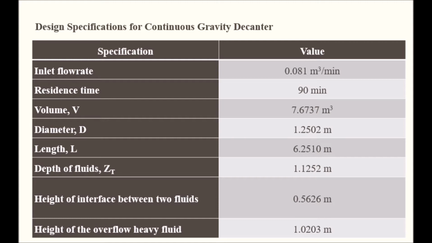For the depth of the fluid, ZT is 1.1252 meters. The height of the interface between two fluids is 0.5626 meters and the height of the overflow heavy fluid is 1.0203 meters.